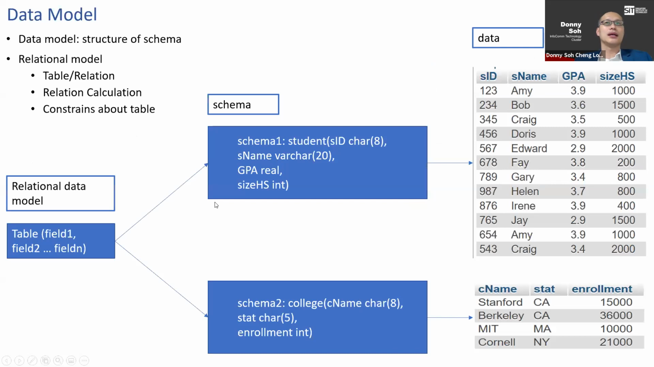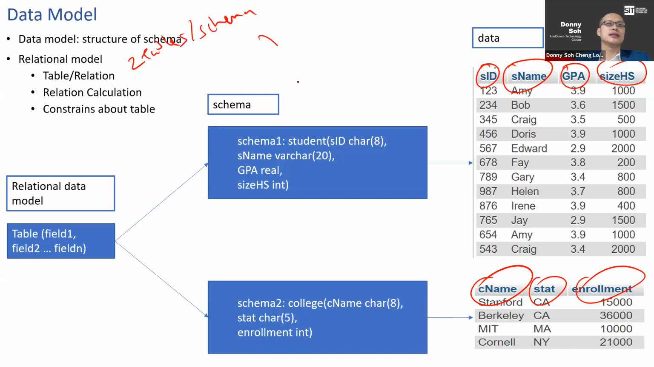Okay, so in the relational table model, I can have a few different schemas. So these are two tables. In this schema, I have a student: student ID, name, GPA, size of the college. And over here, this will be the name of the college, the statistics, and also the enrollment number. So these will be the various schemas of these two different tables. What we are talking about is that in this entire relational model, we have two different tables, or you can call them schemas.